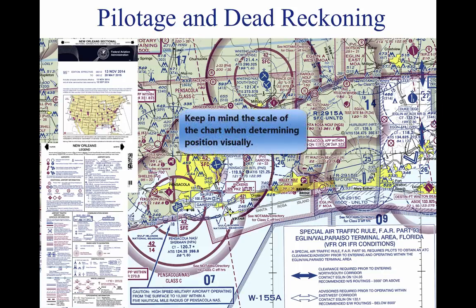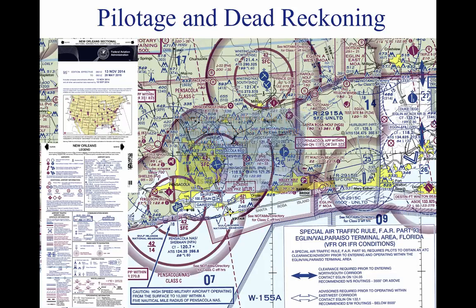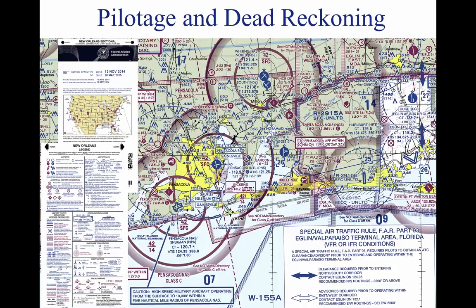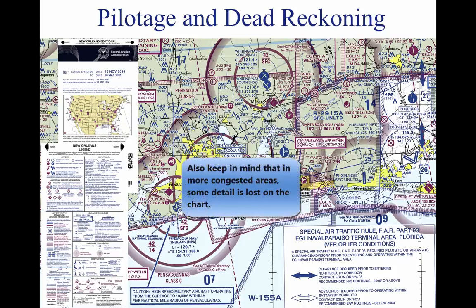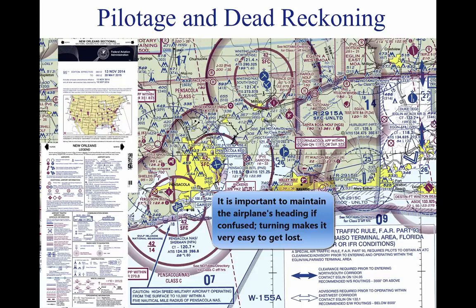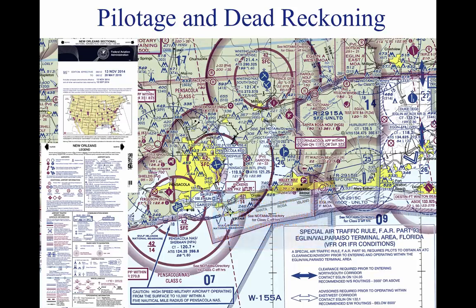When determining position from checkpoints, remember that the scale of a sectional chart is 1 inch equals 8 statute miles, or 6.86 nautical miles. For example, if a checkpoint selected was approximately 1/2 inch from the course line on the chart, it is 4 statute miles, or 3.43 nautical miles from the course on the ground. In the more congested areas, some of the smaller features are not included on the chart. If confused, hold the heading. If a turn is made away from the heading, it is easy to become lost.